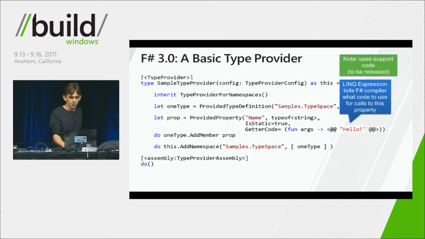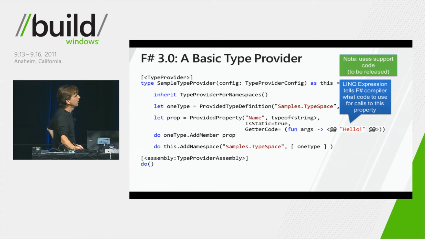The one part that maybe looks a bit funny is this part here. And this is effectively a LINQ expression or an F# quotation that tells the F# compiler what code to use when this provided type is actually used. So the F# compiler will be looking at all these provided types and provided properties, and it will see, oh, there's a use of this property called name. I'd better go ask the type provider how that property is actually implemented at runtime. And here this code is saying, well, it's implemented by replacing that property with the string hello.